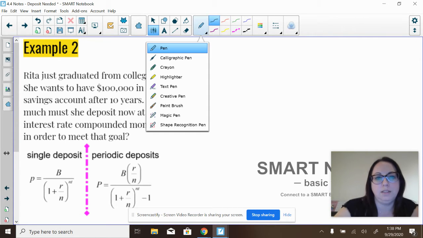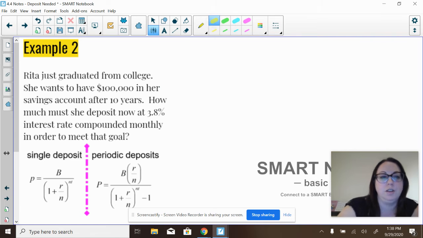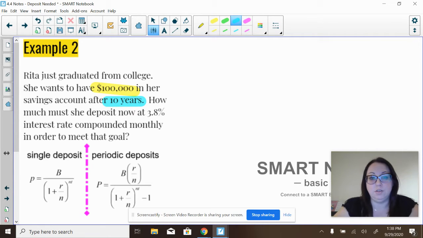So I'm going to pause right there. I'm going to highlight some important information. We know the balance that she wants in the account is $100,000, and we know that she wants to save that over a time period of 10 years. How much must she deposit now at 3.8% interest? So I'm going to go ahead and highlight that. The interest rate compounded monthly in order to meet that goal.